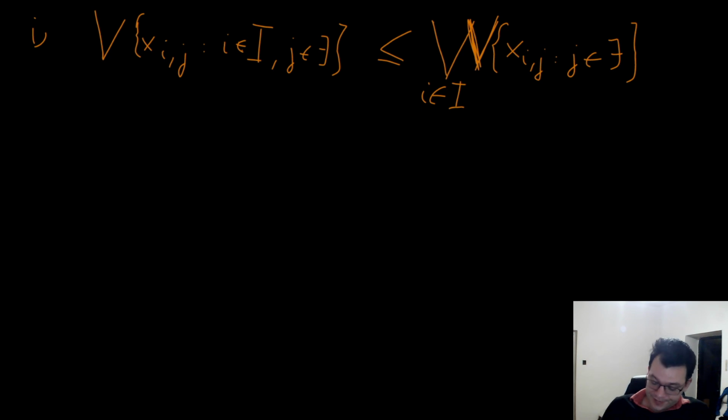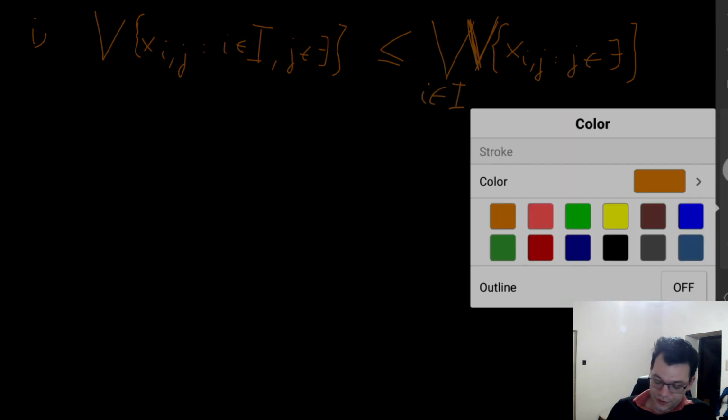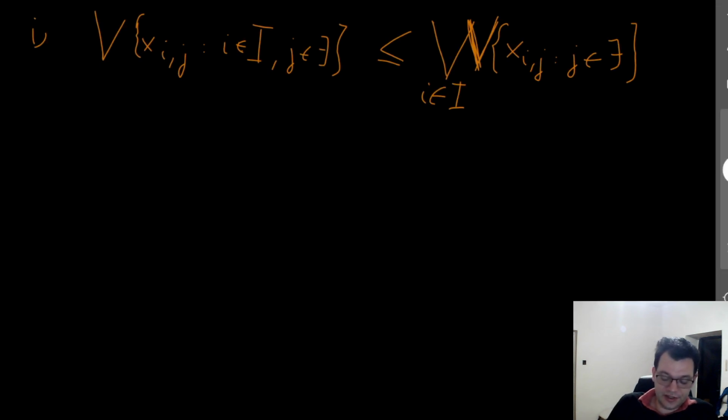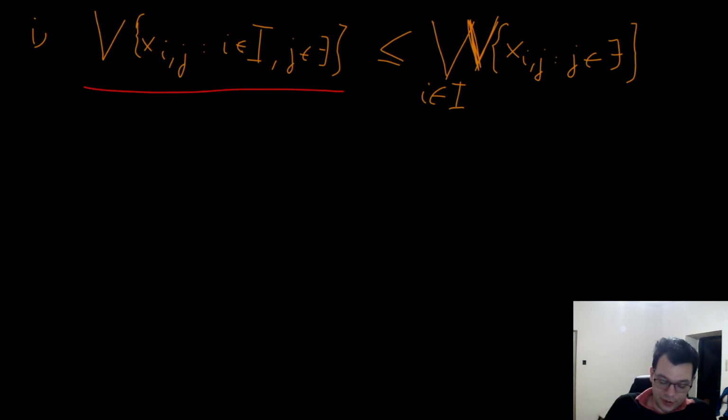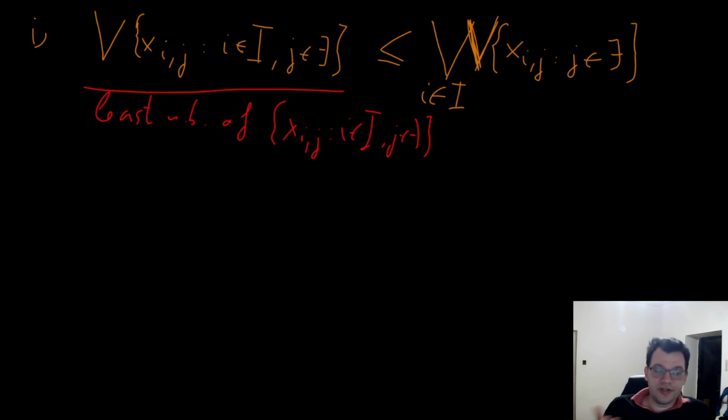So for this, it's enough to show, because of the definition of being a supremum, that this left hand side is the least upper bound of the set xij, i in I, j in J. Since on the left hand side I have the least upper bound, it's enough to show that on the right hand side there is an upper bound.